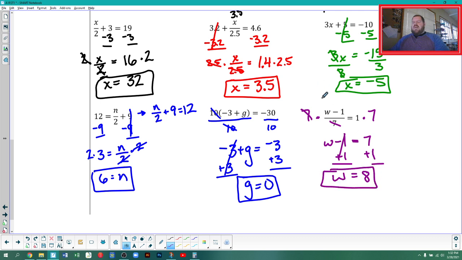And just to check it, 8 minus 1 is 7. 7 divided by 7 is equal to 1. So that works out.